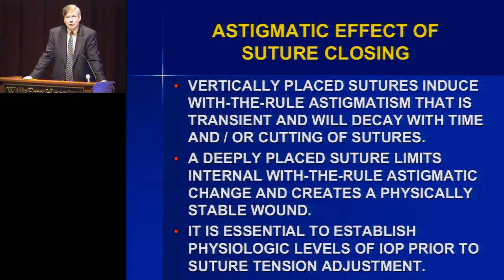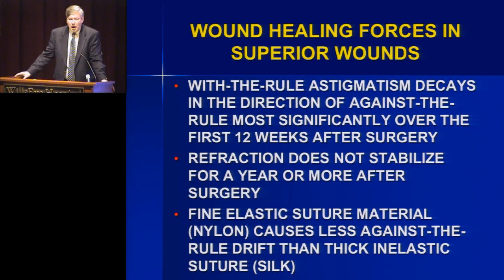So if you think all those sutures look perfectly tensioned, but their pressure is 0, and then you crank their pressure up to 20, all the sutures are going to be really tight. So you want to have the intraocular pressure normal when you're trying to adjust the sutures.